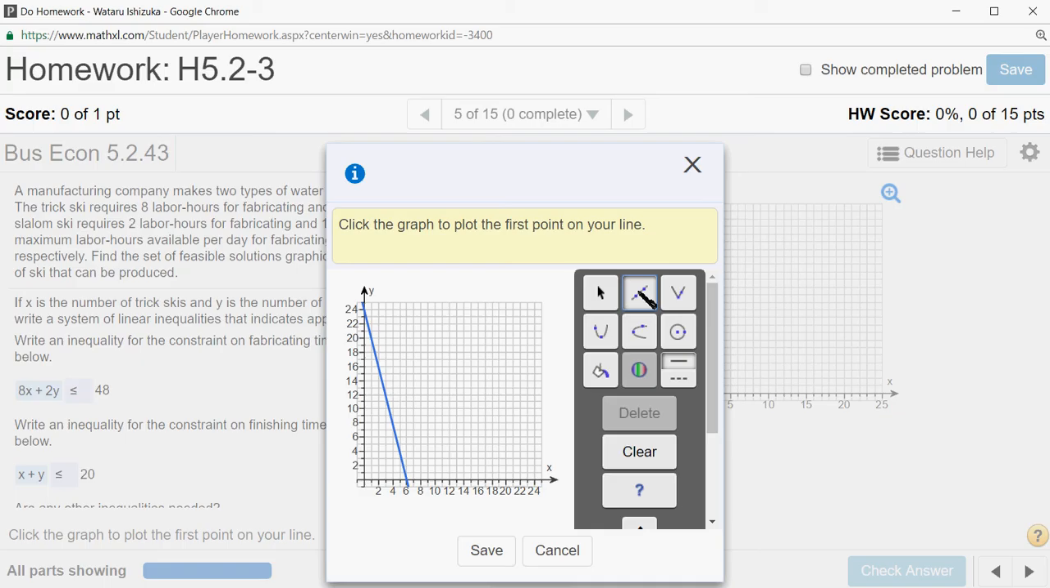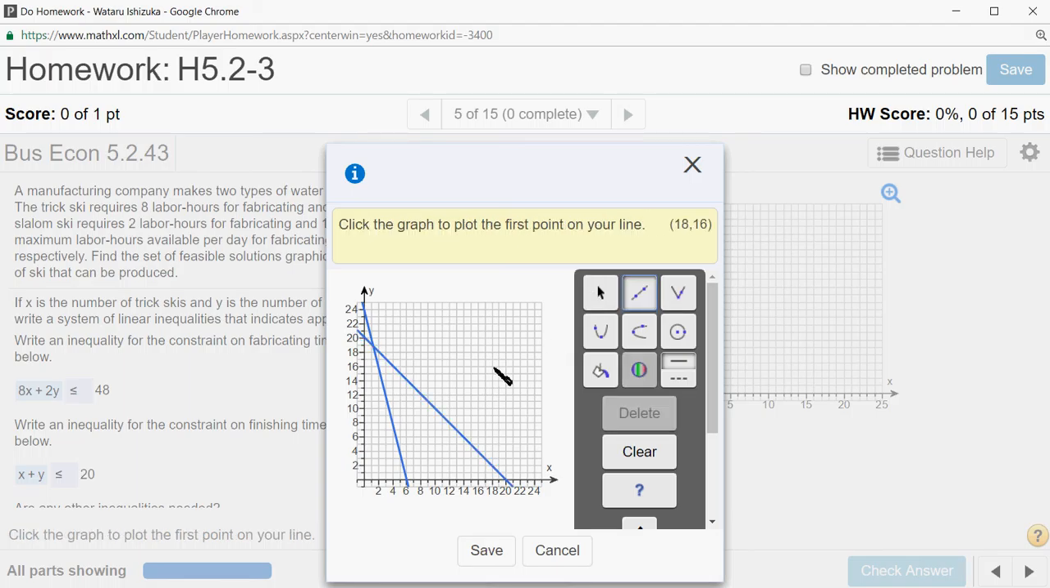Let's look at the second constraint, which is x plus y less than or equal to 20. The borderline is actually pretty easy, since the x- and y-intercepts are x equal to 20 and y equal to 20. So we can just go to 20 on the x-axis and click on that, and also 20 on the y-axis and click on that. All right, we got that.